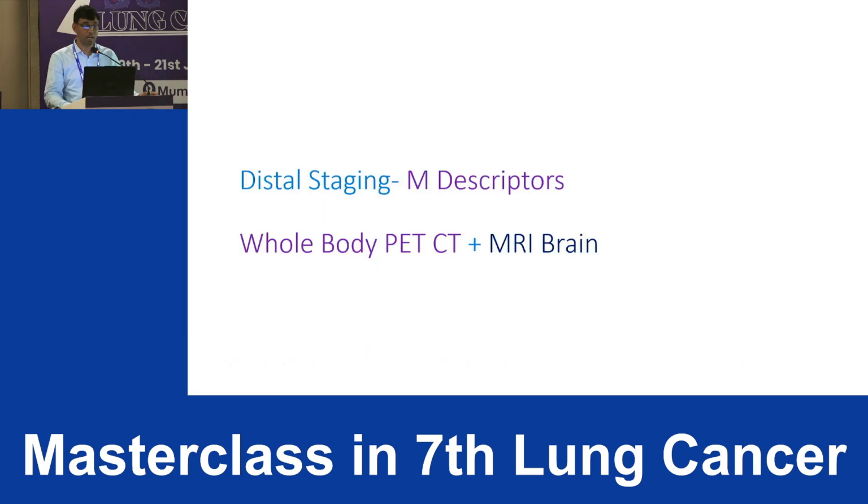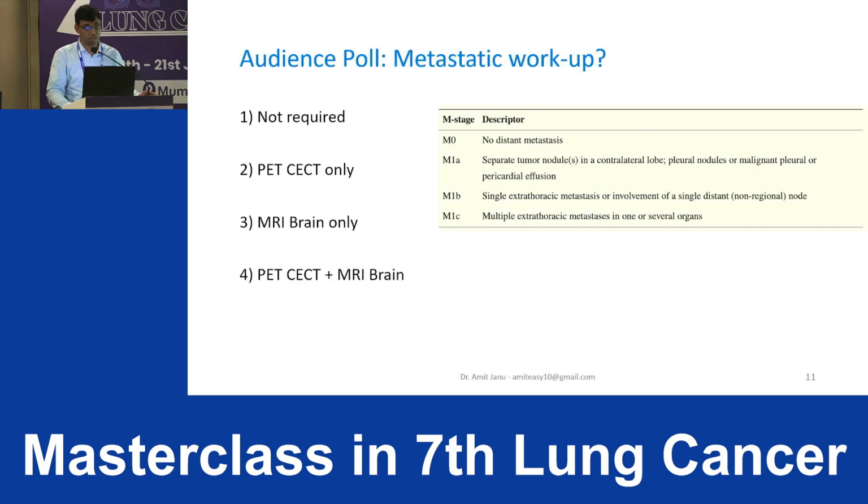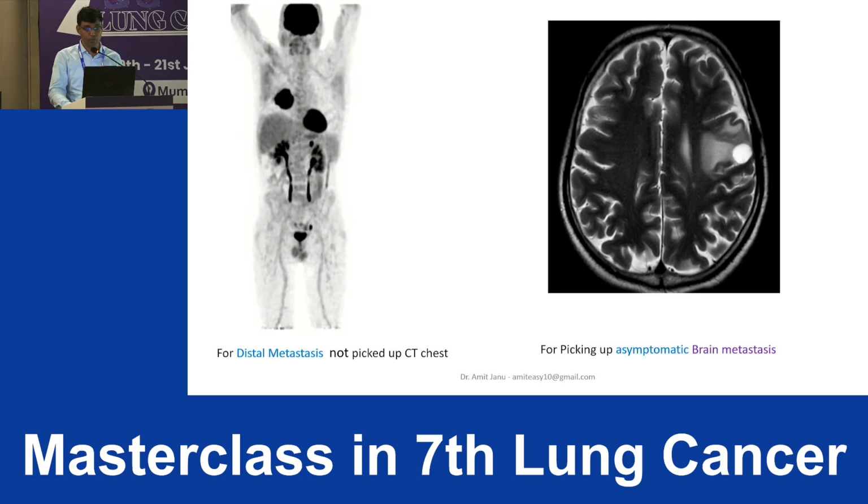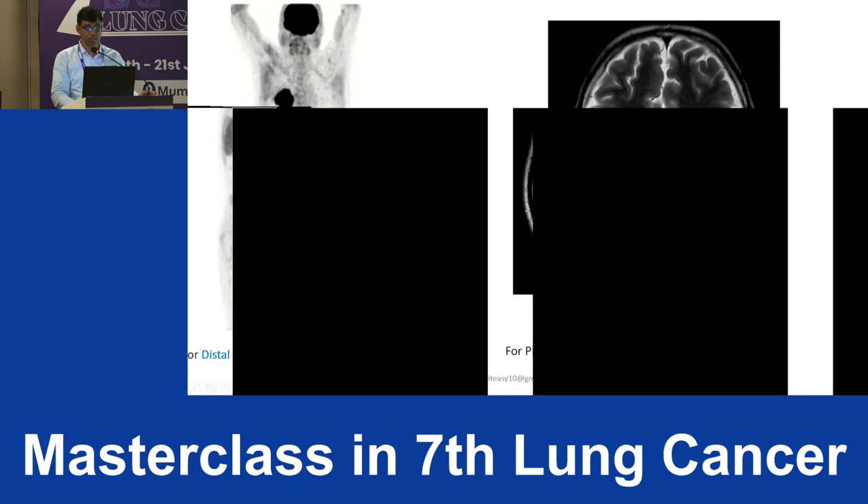Coming to the M descriptors, I think it will be taken care of by Nilendu sir in his talk. It encompasses the whole body PET-CT plus MR brain, when we are trying to figure out where exactly it has gone out of the thorax and where it is lying. Usually we do PET-CT, CECT plus MRI brain, and we look at the PET-CT to see where exactly it is spreading.